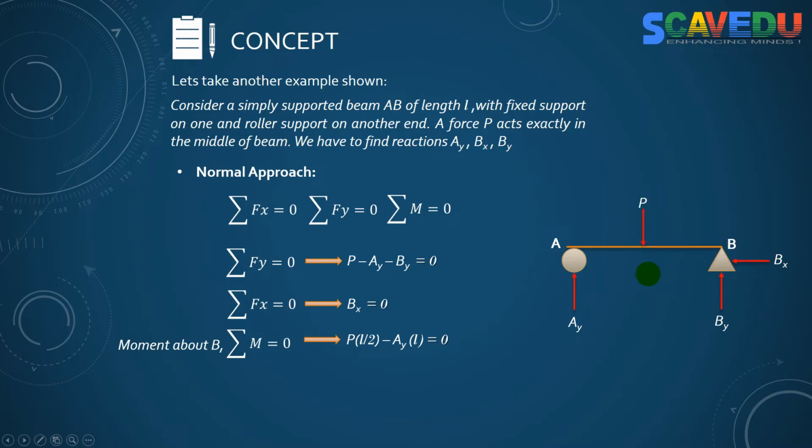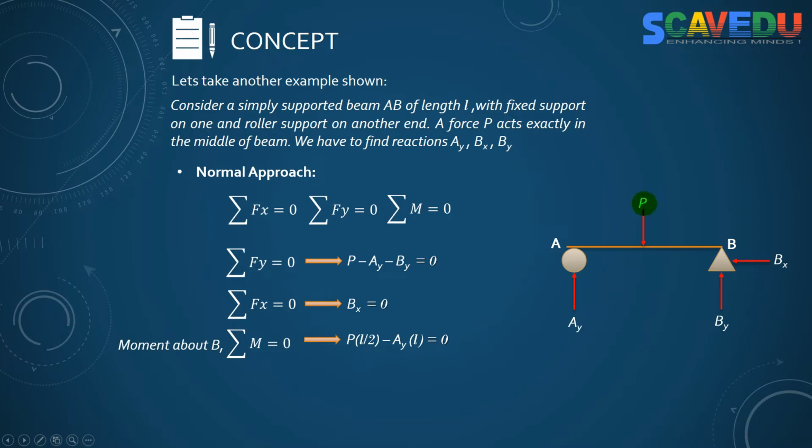So the moment by the force P shall be P into L by 2, because we know that the moment is equal to distance into force, the distance from the pivot point to the force acting. So P into L by 2. Now coming to the Ay force, we know that Ay is at a length L from the point B, so we have Ay into L as another moment.